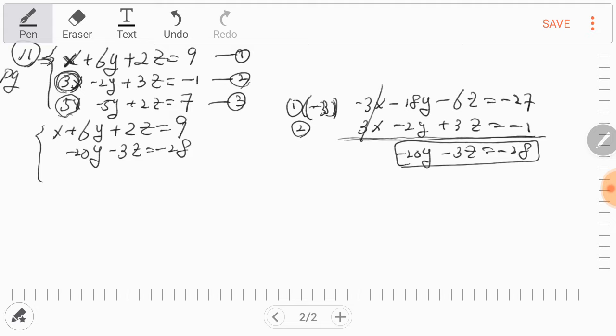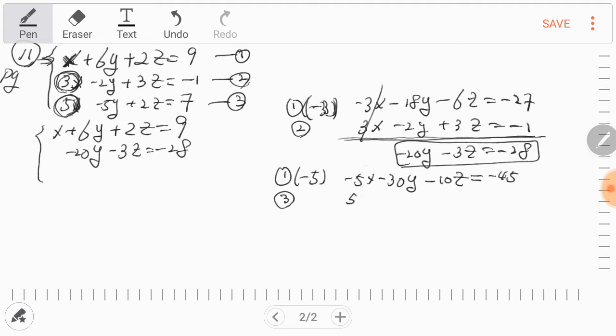And now let's eliminate 5x from the third equation. Since the coefficient of x is 5, let's make the coefficient of x in the first equation negative 5. So multiply the first equation by negative 5 and add this to the third equation. So the first equation times negative 5 is negative 5x minus 30y minus 10z equals 9 times negative 5, which is negative 45. So add this result to the third equation.